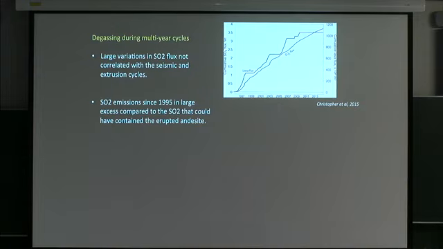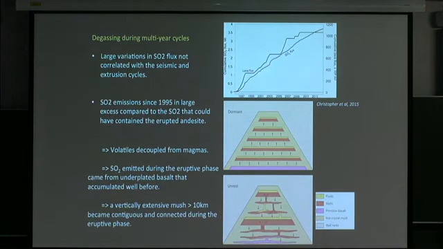Another important observation is that since 1995, the sulfur that has been emitted at Montserrat is much larger than what could have been present in the total volume of erupted andesite. So this observation suggests that the SO2 emitted during a period of activity was coming from underplated basalt that had accumulated much before the eruption. The authors, Christopher and collaborators, suggested that this was because during a period of unrest, the extensive system was suddenly becoming contiguous and allowing for gas flux from the bottom to the surface.